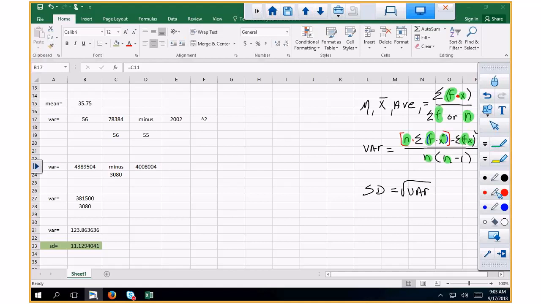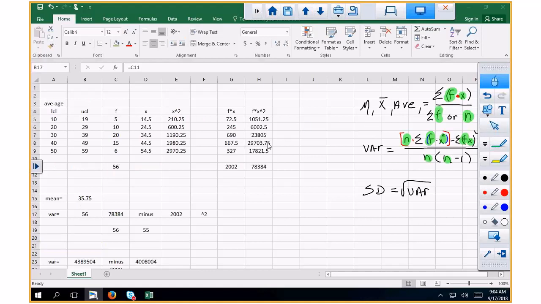We got different numbers for the f times x squared. Okay, let me go back up. But using those different numbers, I still got the same for the mean. Well, that's because you don't use f times x squared for the mean. You use f times x. For the mean, what is the mean? What is the mean right here? F times x. Is there anything that says f times x squared up here? That's why you're getting the mean, because you're messing up this column right here.